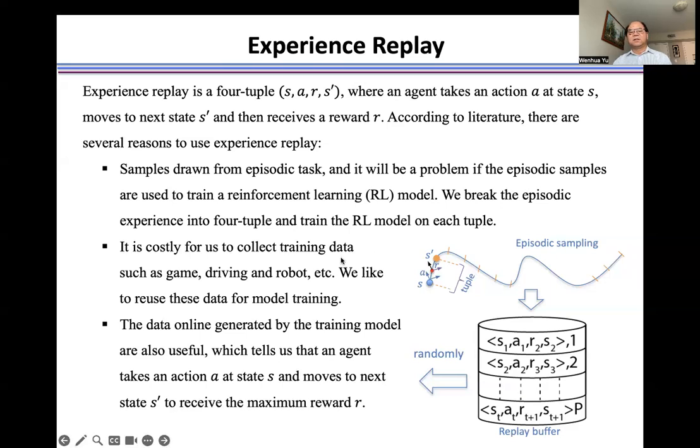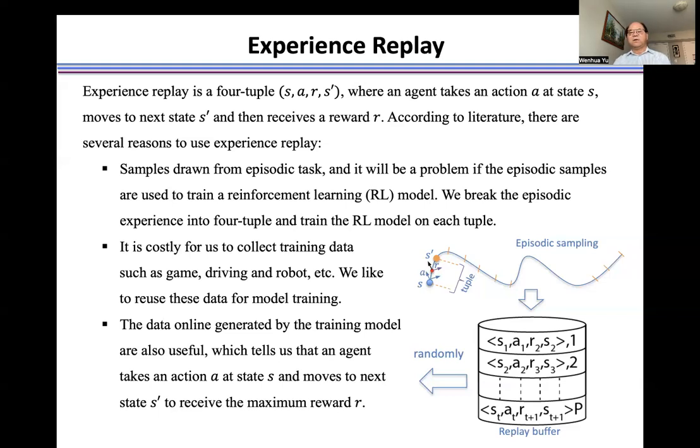Second, because practical data in the training data set is expensive, like in games, self-driving or robots, we don't want to use the data one time and throw it away. We like to use it more times. The third reason is that the data generated online by the training model is also useful. We can reuse it for future model training. Usually, we use the experience replay for these three reasons.